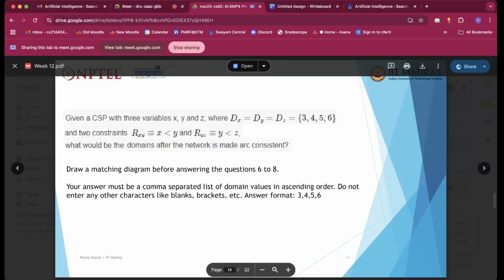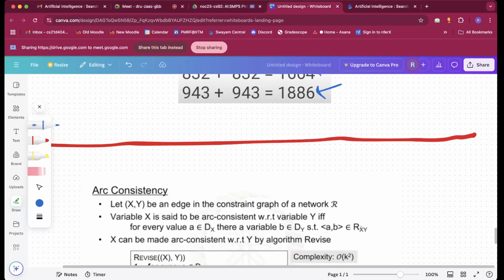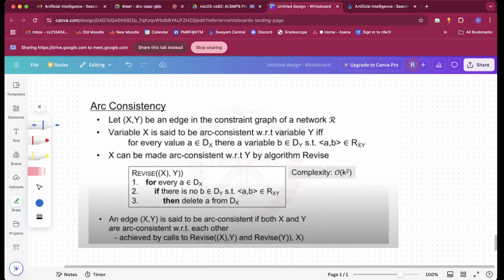So I'll just give some introduction about matching diagrams and arc consistency before we move ahead. You can refer back to the lecture slides if you want to go into the details of what exactly arc consistency is, but I'll just give an intuition. A variable x is said to be arc consistent with respect to a variable y if and only if for every value a in the domain of x, there is a value b in the domain of y such that a and b satisfy the constraint between the variables x and y. This is basically the condition for variables x and y to be arc consistent.